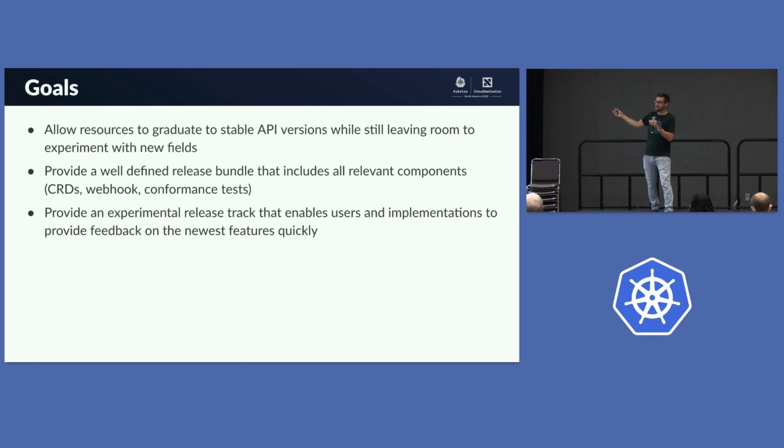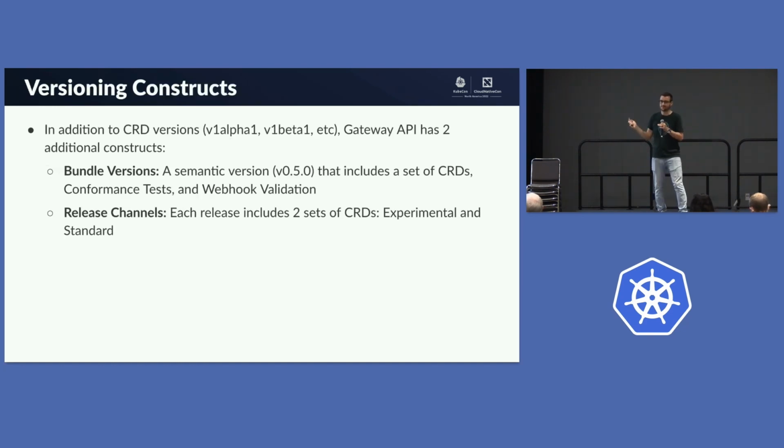And then finally, we wanted to provide that kind of experimental release track. So the idea that, again, there's this stable set of APIs that you can use, that's your default, but if you want to be one of the best people for the community and actually provide feedback early on our experimental features, you can install an experimental set of our APIs and give us that feedback so that it's still early enough to make a difference. So experimental release track was very important to us in Gateway API.